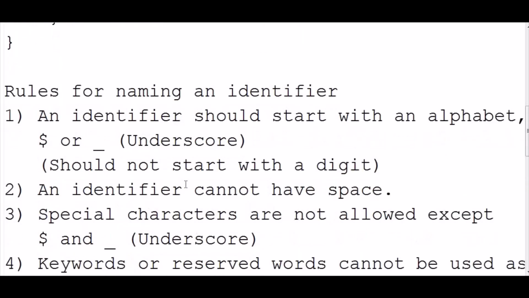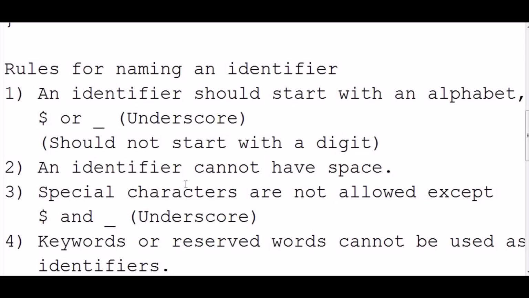Now, when we name a variable, we have to follow certain rules. An identifier should start with an alphabet. It can start with an alphabet, a dollar sign or an underscore. Hardly do we start with a dollar sign or underscore. So you can take in general that an identifier should start with an alphabet. It should not start with a digit. An identifier strictly cannot start with a digit. It's very important. Please remember, an identifier should start only with an alphabet.